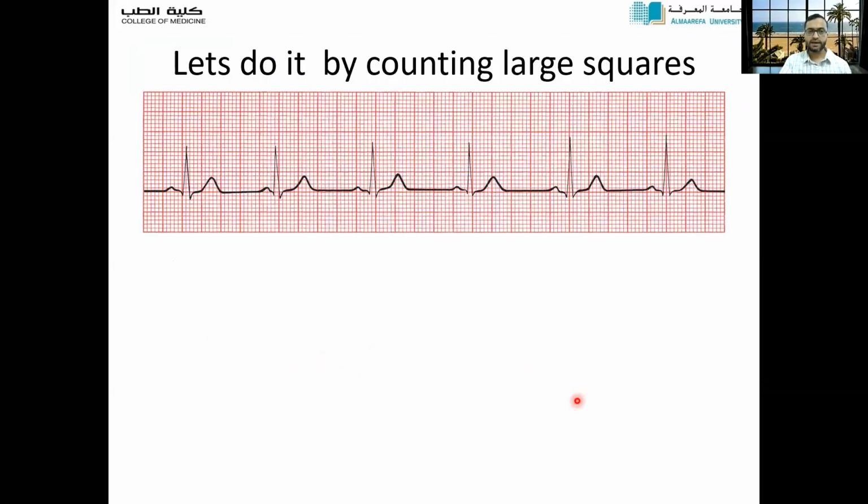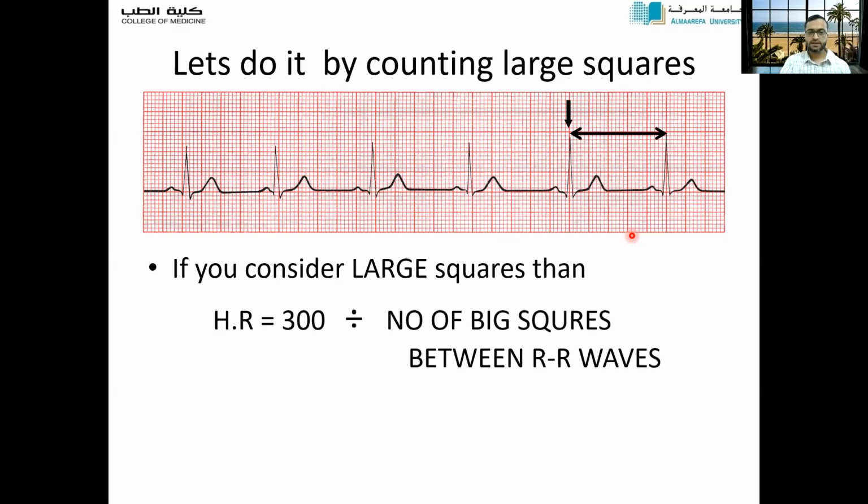Let's do it practically. First, we will use the large squares. Mark the R wave which falls on the darker line. Count the distance to the next R wave. Now the distance to the next R wave is how many big squares? 1, 2, 3, 4, 5. So our formula is 300 divided by the number of big squares. The number of big squares we have is 5, and the answer will be 60 beats per minute.